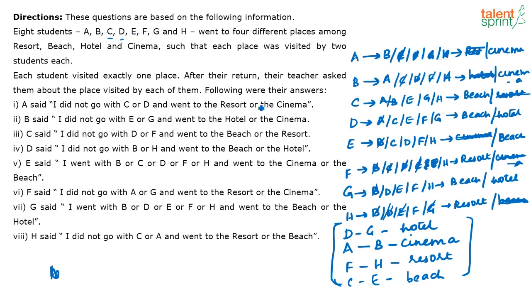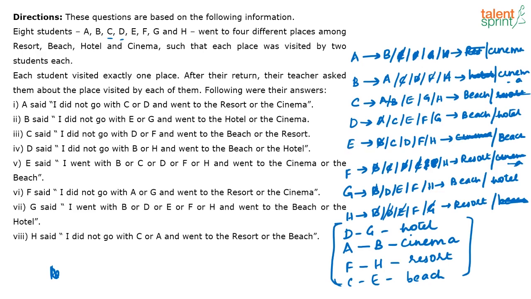Similarly, A is going either to resort or cinema. Like that, I wrote down whatever everybody has said. After writing that down, what did I do? I looked at A. Now A says that I can go with all of these people. I compare the statement of the other persons also with what A is saying. A says I can go with either B or E or F. But when you look at what E is saying, E has said that I can only go with B or C or D or F or H. That means that E cannot go with A.